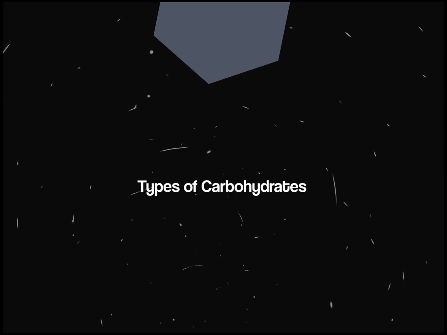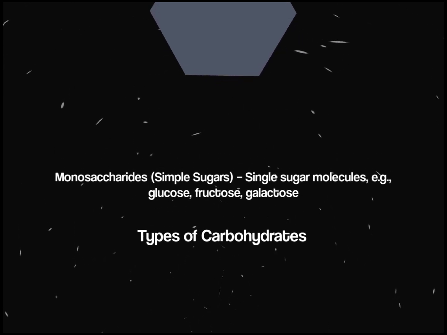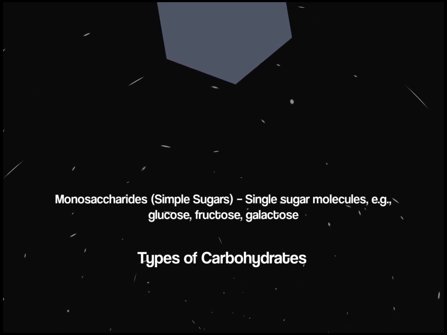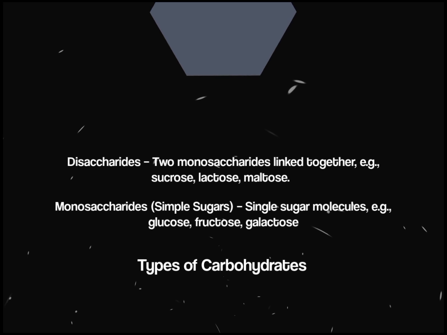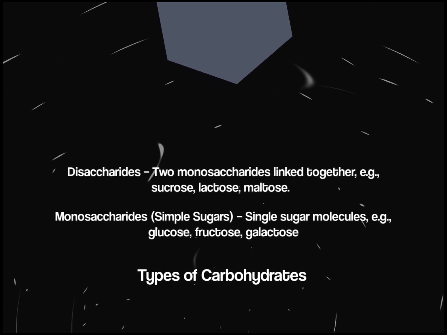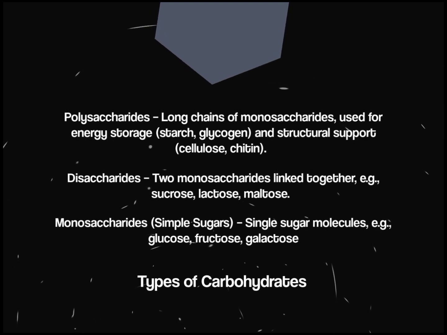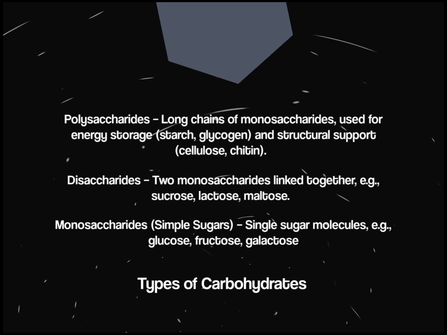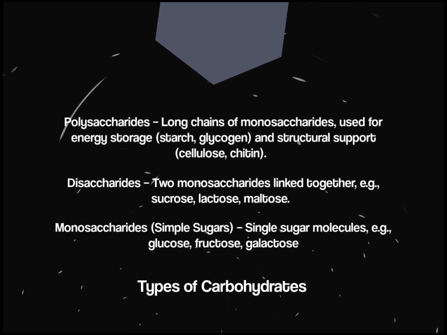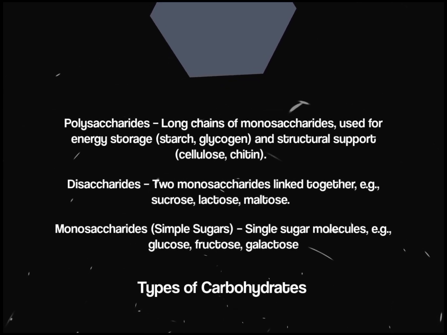Types of carbohydrates. Number 1. Monosaccharides. Simple sugars. Example: glucose, fructose, galactose. Number 2. Disaccharides. Two monosaccharides linked together. Example: sucrose, lactose, maltose. Number 3. Polysaccharides. Long chains of monosaccharides used for energy storage: starch, glycogen, and structural support: cellulose, chitin.